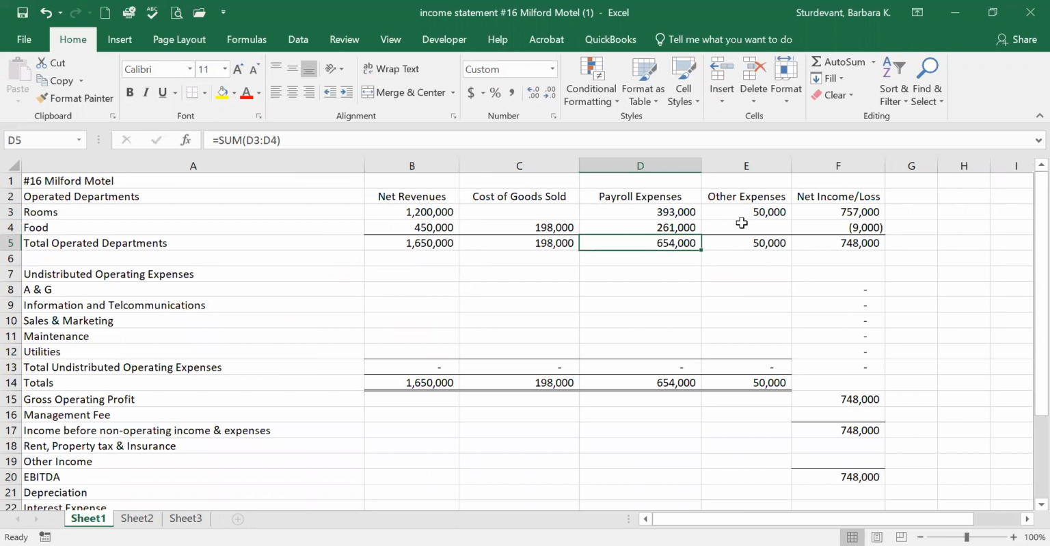Okay, and what about other expenses? We can already see we're in trouble, right? Haven't even put in our other expenses and we're already in the hole. So what were your other expenses for food? 40,000 for supplies and other for the food department.